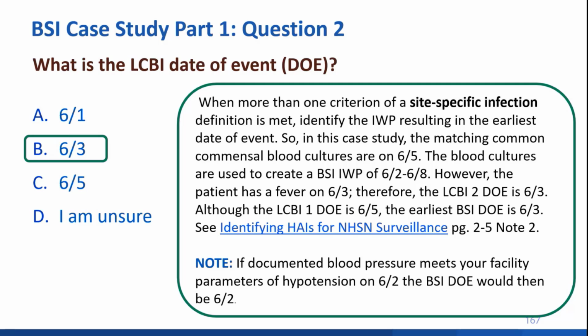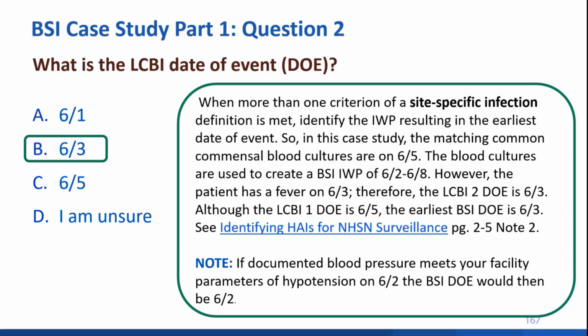However, the patient has a fever on 6-3. Therefore, the LCBI2 date of event is 6-3. Although the LCBI1 date of event would be 6-5, we would use the earliest BSI date of event of 6-3. You can find this in Chapter 2, Identifying HAIs for NHSN Surveillance, page 2-5, Note 2.